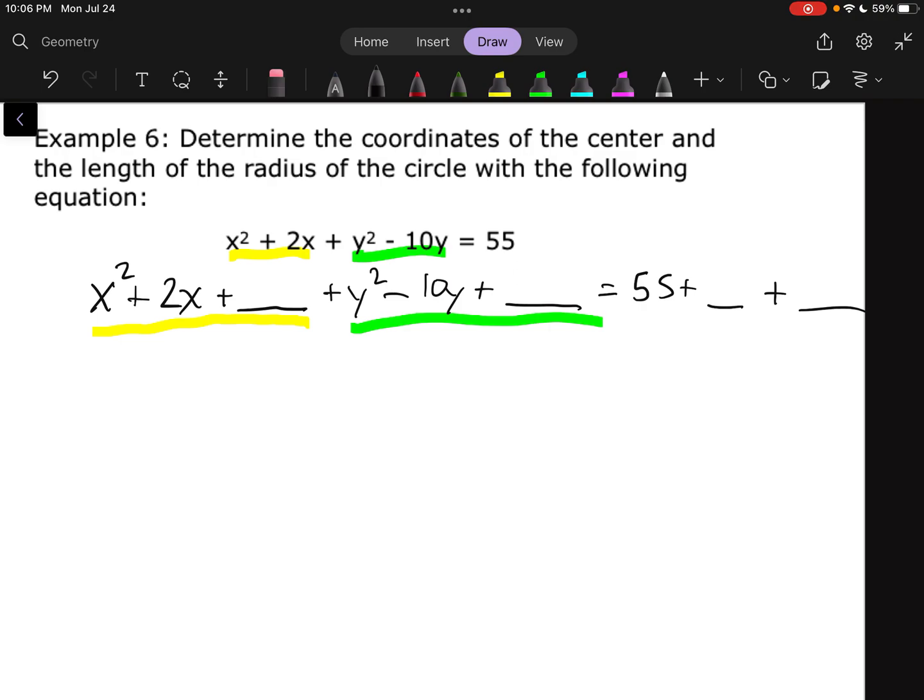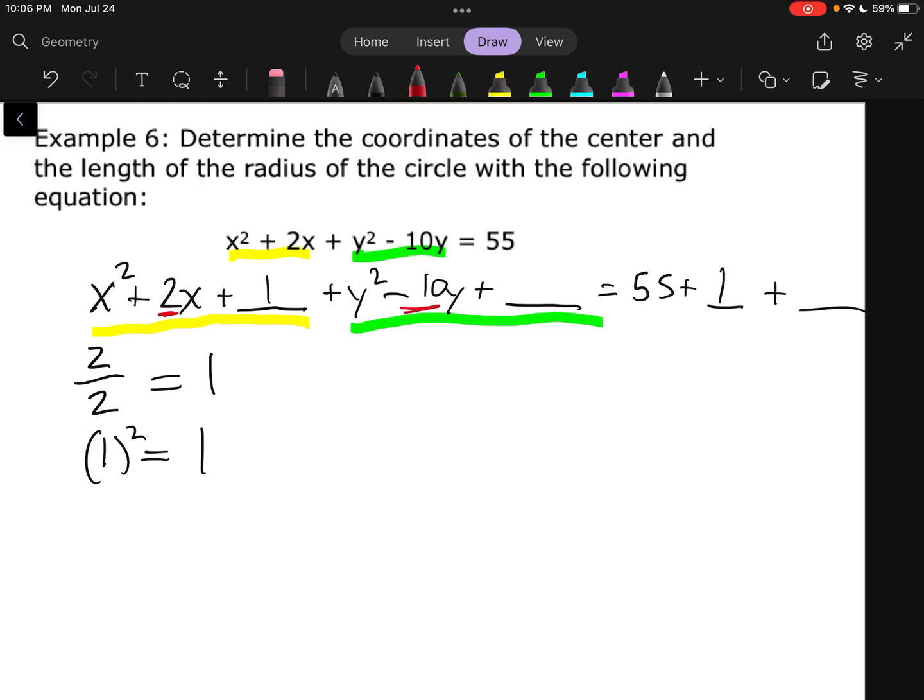Now, how do we make this back into a perfect square? Well, what I'm going to do is I'm going to take the coefficient of the x term and divide it by 2. Okay, I divided it by 2, and now I'm going to take that result and I'm going to square it. And whatever I get there goes into that blank. Now, if that goes into that blank, it's also got to go into this blank.